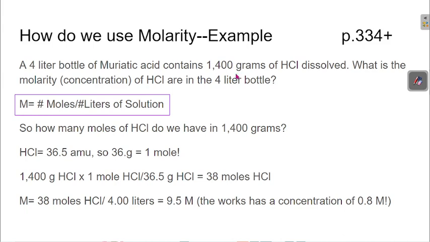You can stop the video and review that. Okay? But here you go. Remember that when you're trying to find the moles given the grams, you need to go to the periodic table and find the atomic mass unit for each atom that is in the molecule. So the hydrogen and the chlorine, and you add them up. So the atomic mass unit total for hydrochloric acid adds up to 36.5 AMUs.